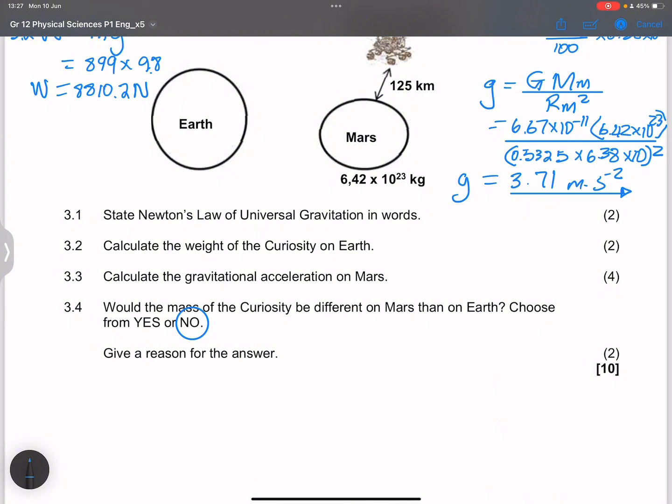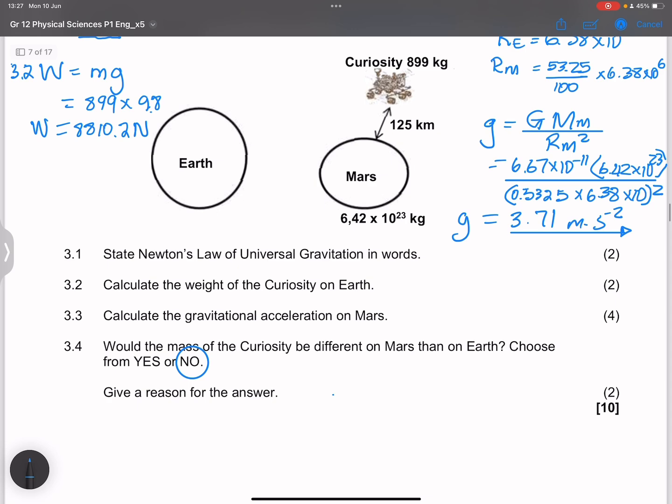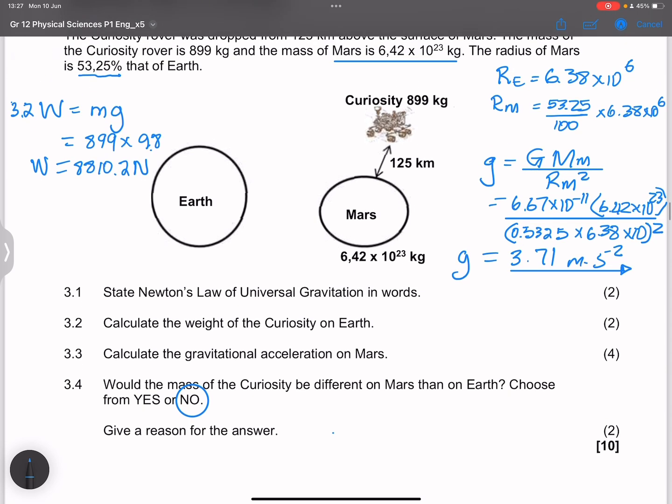Now, they want us to give a reason for that. Remember that mass is a measure of a body's inertia, right? So mass remains the same. Or you can say the mass of an object is the amount of matter that you have on that object. So it would remain exactly the same regardless of where it is. In that case, you can please just put that explanation there. But otherwise, that is how we come to the end of this question. Right, let's go on to the next one.